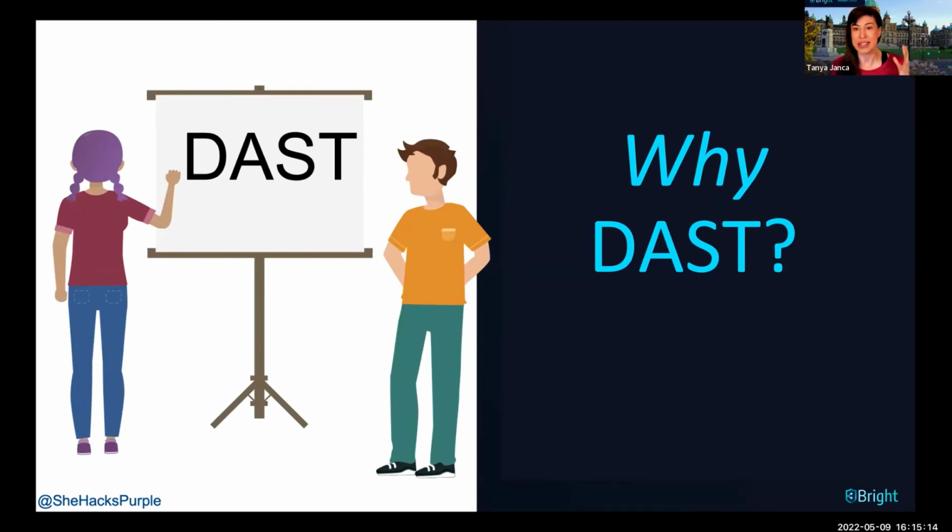I found with a DAST the first time, I was like, oh my gosh, I found vulnerabilities. I'm a hacker now. Or I felt that way. Yeah, and I also got a lot of satisfaction for how fast I found things that were wrong. So this is why DAST.